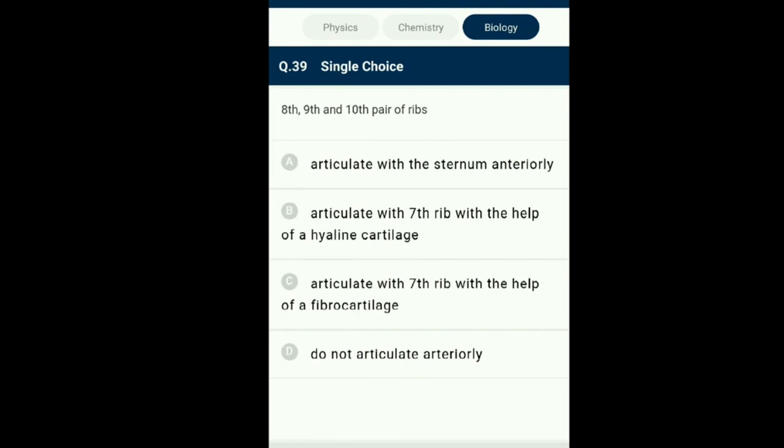8th, 9th and 10th pair of ribs. 8th, 9th and 10th pair of ribs articulate with the 7th rib with the help of the hyaline cartilage. So the answer for this question is option B, articulate with the 7th rib with the help of the hyaline cartilage.